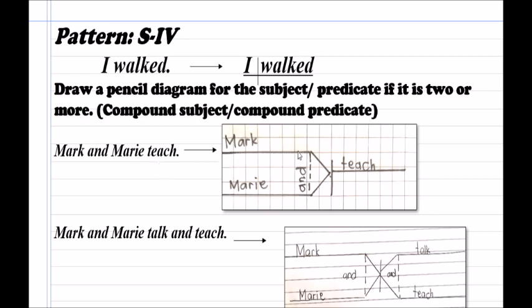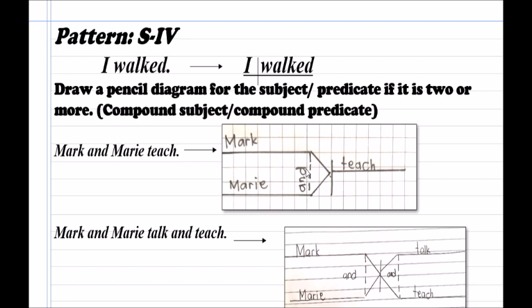You will draw a pencil diagram on the left side, and you will put Mark here. In putting compound subject, make sure it is in chronological order. Since Mark is the first subject, Mark will be put here and Marie will be put here. Now, why is there a diagonal line and the word "and" here? Like what I discussed earlier, in writing conjunctions, you have to put a diagonal line here and put the conjunction.